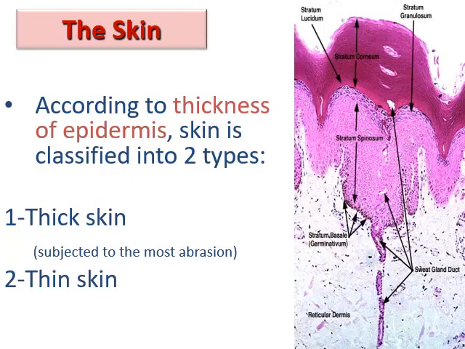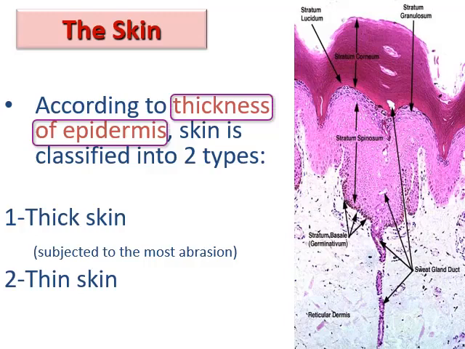According to the thickness of the epidermis, we have 2 types of skin. Thick skin, which is present only in the palm of the hand and sole of the foot, and it is more subjected to abrasion and friction. And the second type is thin skin.